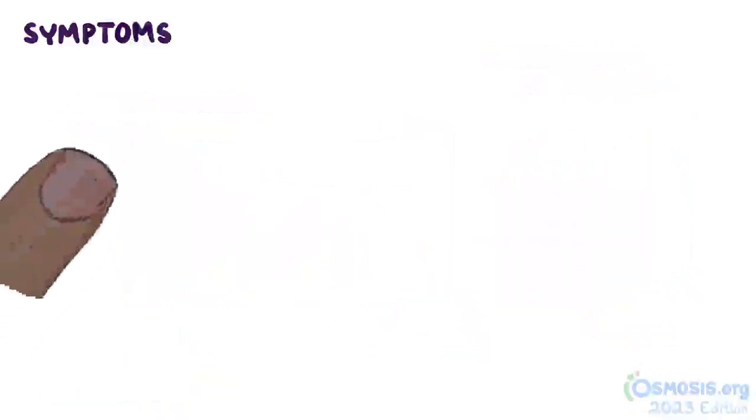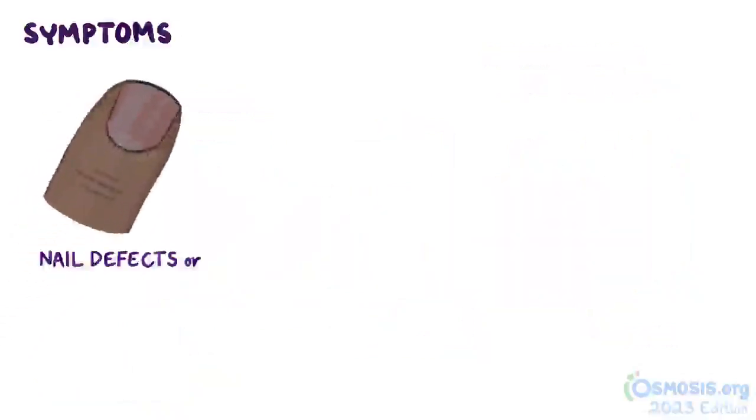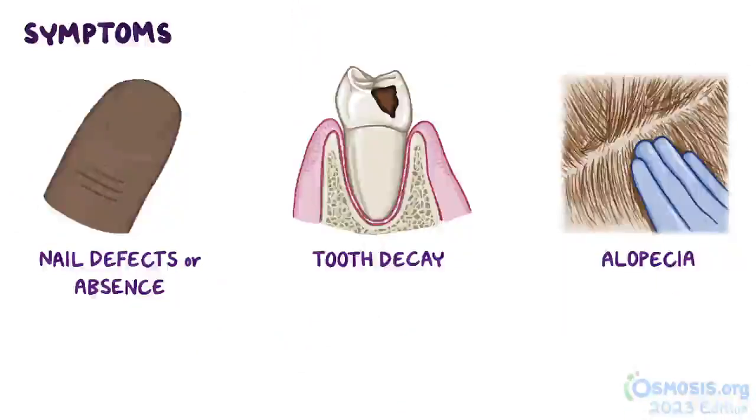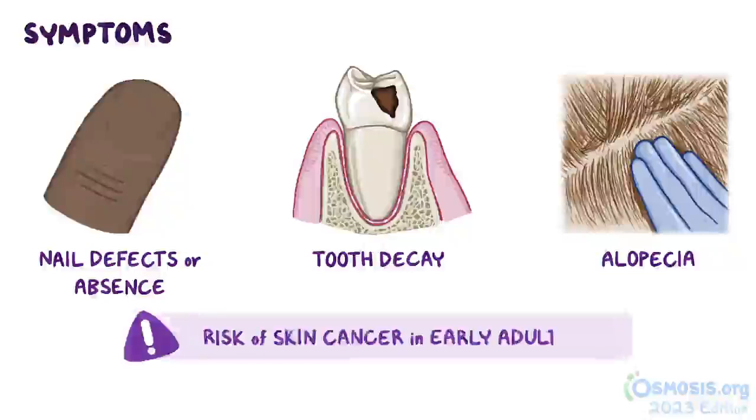Sometimes there may also be associated nail defects or complete absence of nails, as well as dental problems like tooth decay and alopecia, or the absence of hair, especially in scarred areas. With certain types of epidermolysis bullosa, there's an increased risk of skin cancer in early adulthood due to recurrent blistering and inflammation.